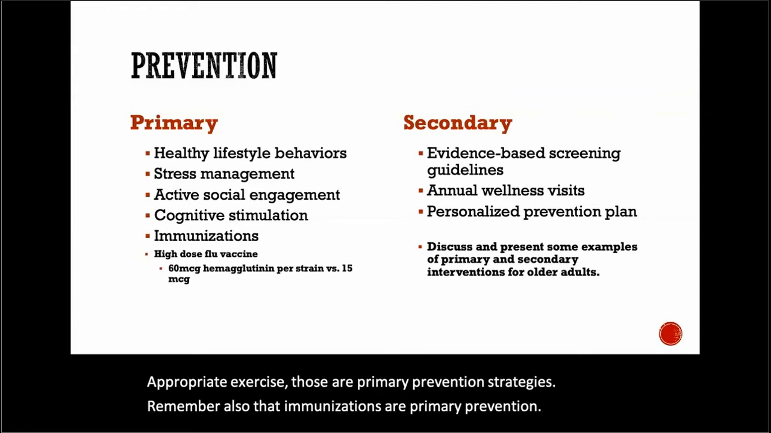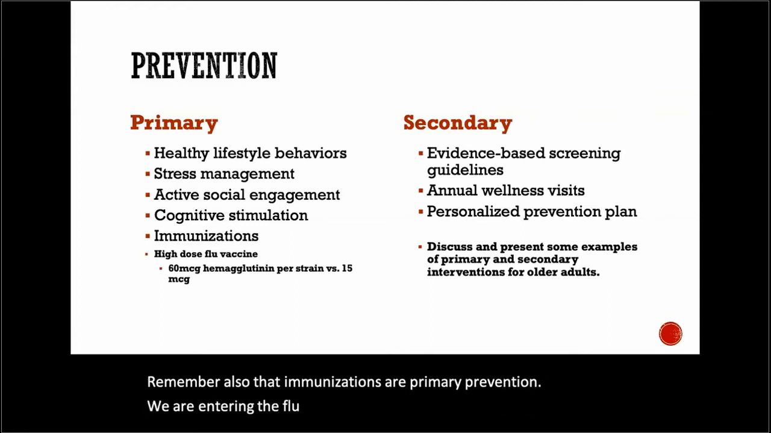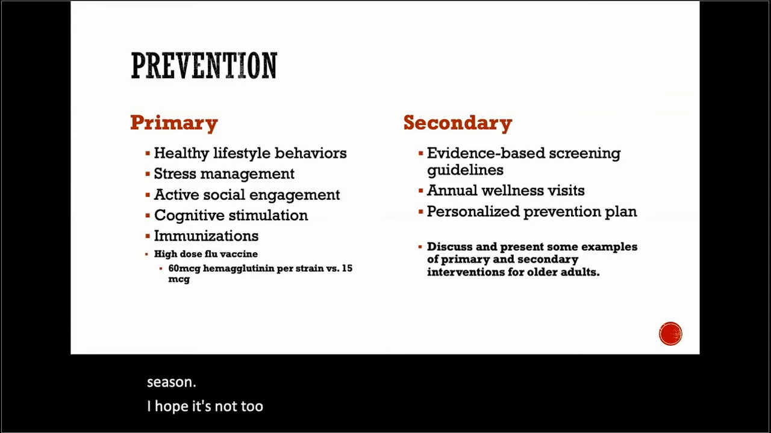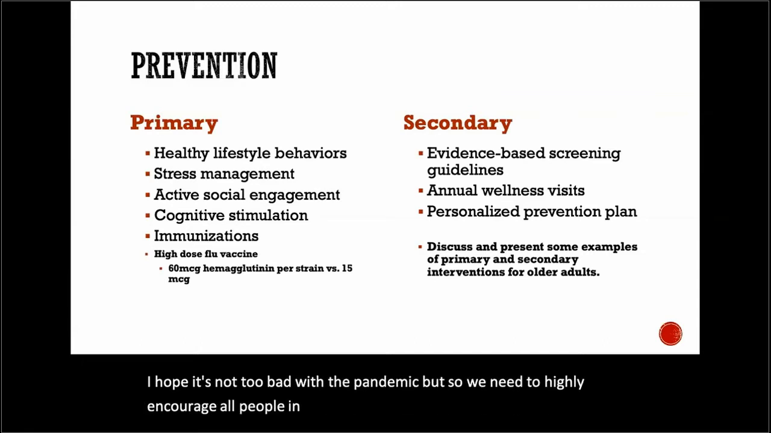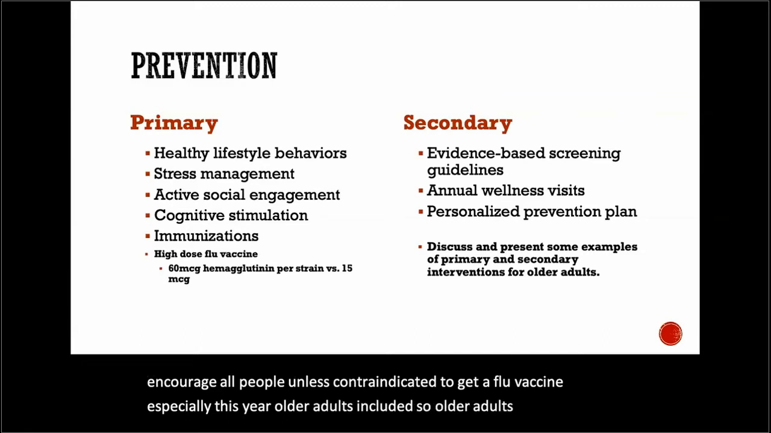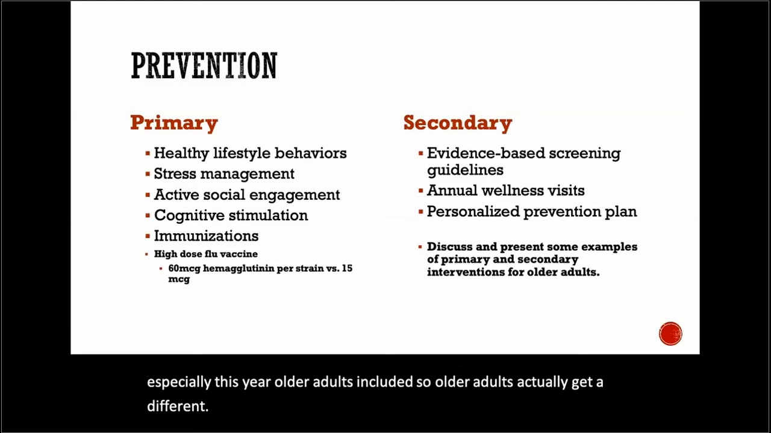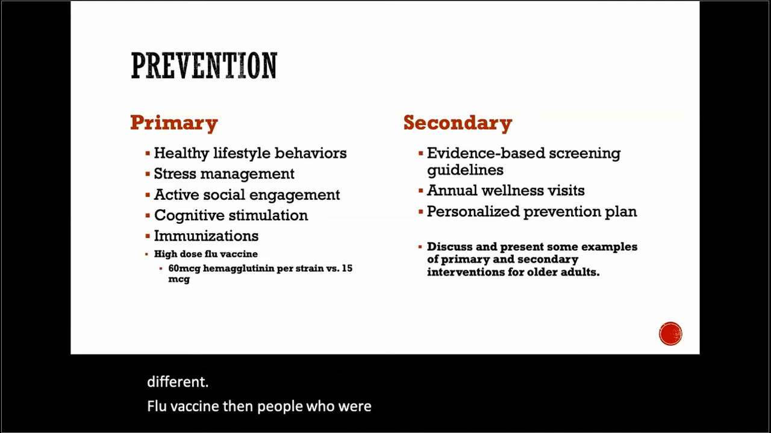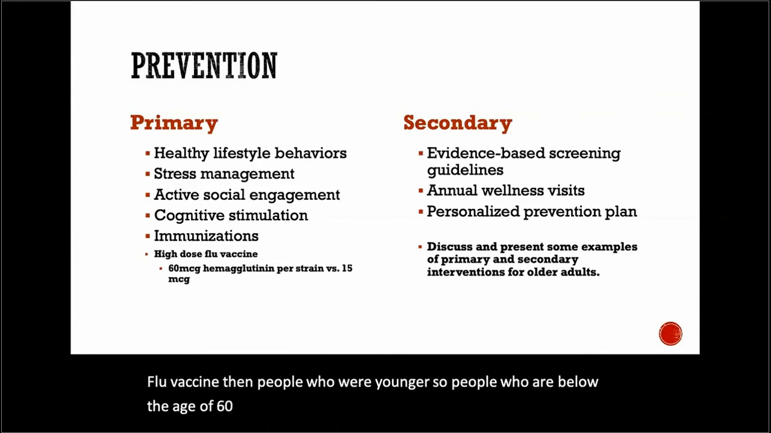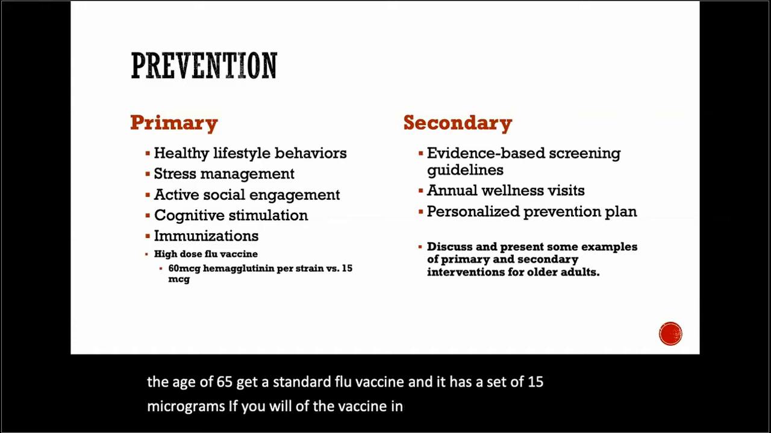We are entering the flu vaccine season, and we will soon be in flu season. I hope it's not too bad with the pandemic, but so we need to highly encourage all people, unless contraindicated, to get a flu vaccine, especially this year. Older adults included, so older adults actually get a different flu vaccine than people who are younger. So people who are below the age of 65 get a standard flu vaccine, and it has 15 micrograms, if you will, of the vaccine in it. The hemoglobin is what we call it.